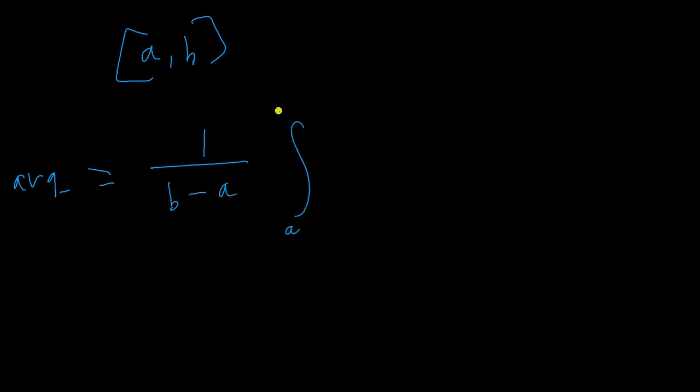So if we were given a function and we were asked the average value of the function, the answer is rather simple. You just need the simple formula. The average value of a function f of x on the interval a to b is 1 over b minus a times the integral from a to b of f of x dx.